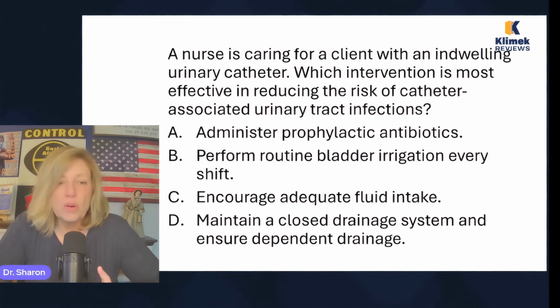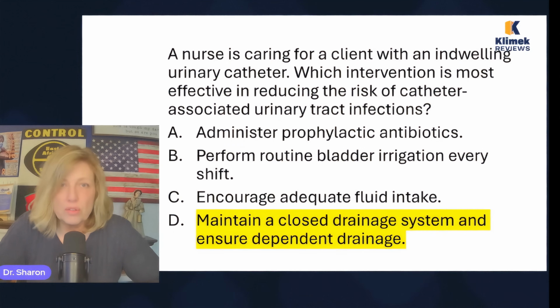So if we're answering the question that's being asked, it's related to catheter associated UTIs. We want to maintain a closed drainage system and ensure dependent drainage. That is the way you prevent catheter associated UTIs. Maintaining adequate fluid intake is a good way to prevent UTIs in general, but it's not specific to catheter-associated UTIs. And so we're going to answer the question that's being asked, and we're going to pick the answer that is absolutely fundamental to urinary catheters.